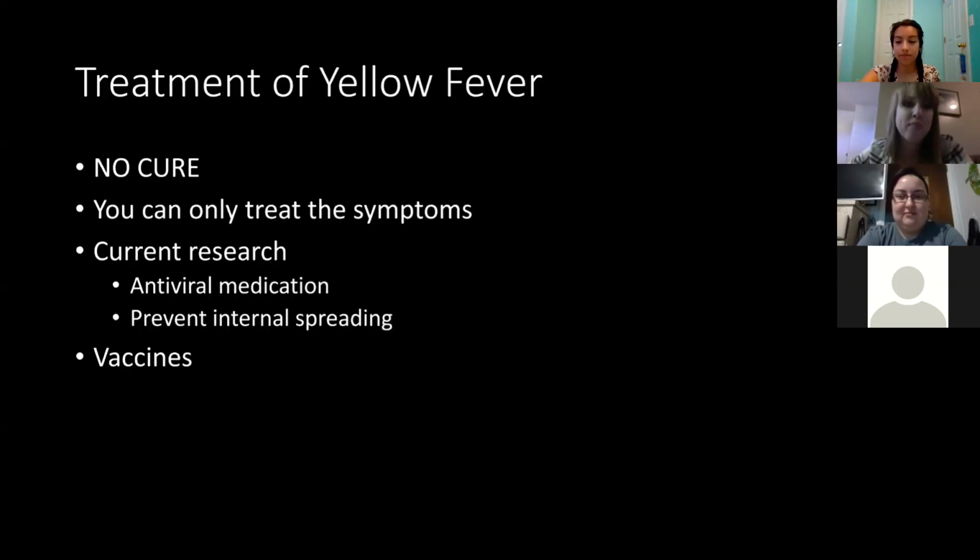Next slide. So there is no cure for the viral infection of yellow fever. The only treatment accessible today treats or manages the symptoms of yellow fever. Current research has focused on antiviral medication testing to treat the viral infection, as well as preventing the viral spread within an individual to prevent the treatment of symptoms. A yellow fever vaccine is readily available, though, and can prevent a majority of future treatment. Next slide.